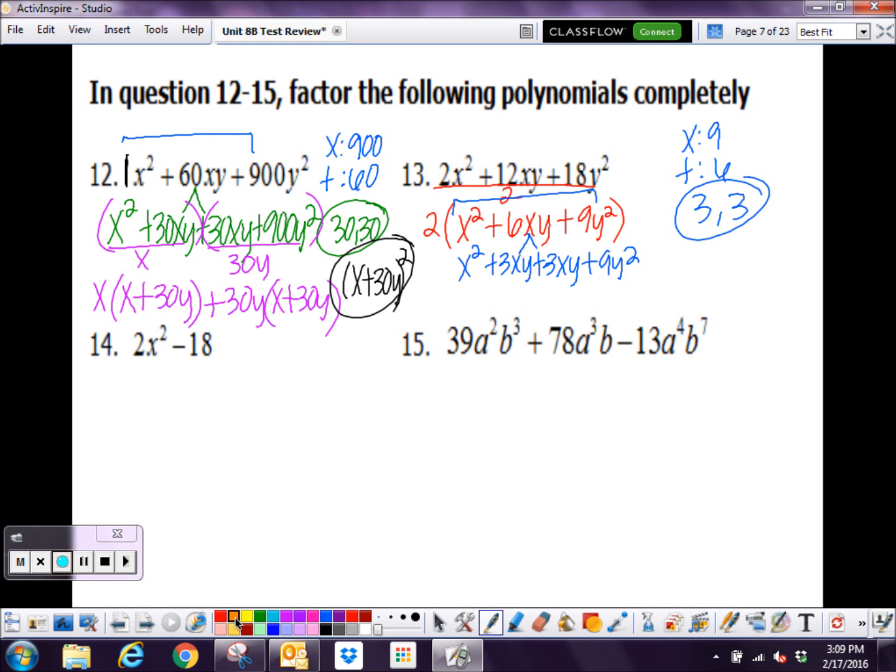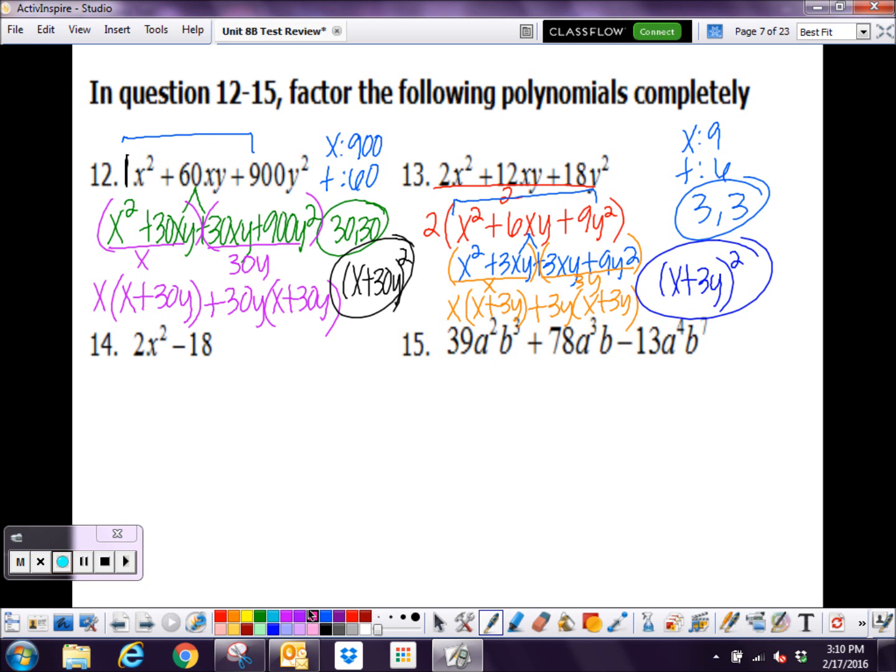And now I'm going to group. Group your first two terms together and group your last two terms together. My first group, I can take out an x. I'm going to take that x out. I'm left with x plus 3y. My second group, I can take out a 3 and a y. And if I take that out, I'm left with x plus 3y. So my final answer here is x plus 3y. And since they're the same, I'm just going to say that that's squared.